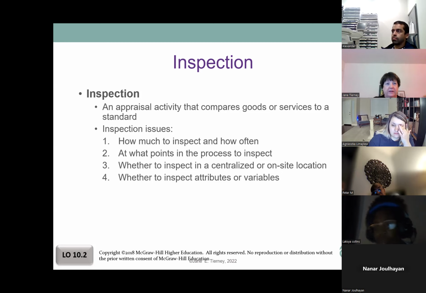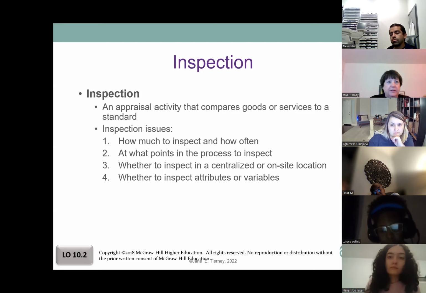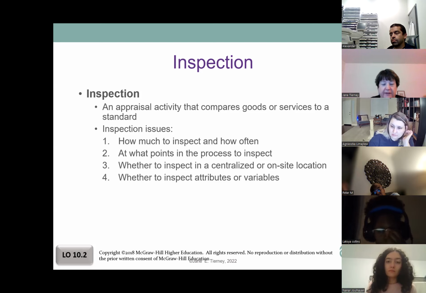So where we're going to inspect it, if I'm inspecting it on site, like I'm going to inspect my electrical and plumbing and things, that's on site location. If I have to send it to a lab, that's going to be a centralized or an off-site location. And then, like I say, we're going to look at what we can measure. If we can measure it, the length, the width, and the height, then that's going to be variable data. That's quantitative things that we can measure.